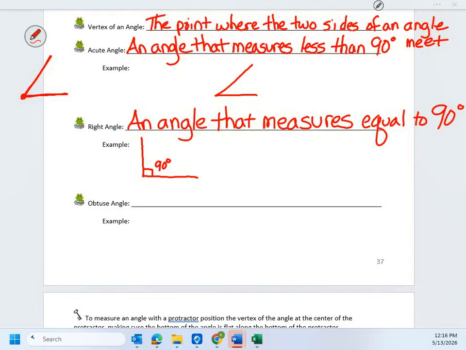Okay. So just because the number isn't written there, anytime you see that box, you need to know that it's 90 degrees. Then we have an obtuse angle. What would an obtuse angle be? Laurel? An angle that measures more than 90 degrees. An angle that measures greater than 90 degrees.